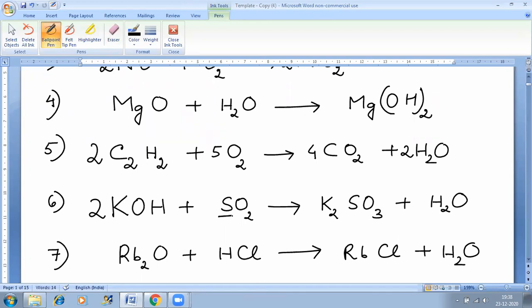Sulfur. I have 1 sulfur atom here. I have 1 sulfur atom here as well. So sulfur is also balanced. I have 2 hydrogen atoms here. I have 2 hydrogen atoms here. So hydrogen is also balanced. So now it is completely balanced.